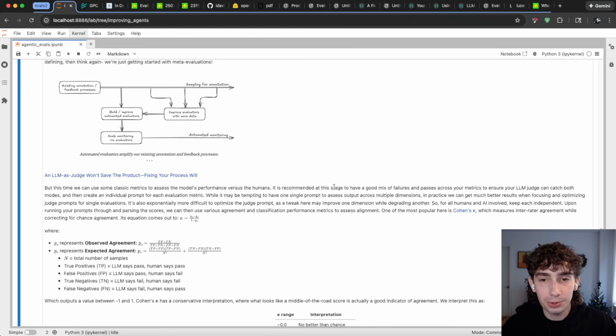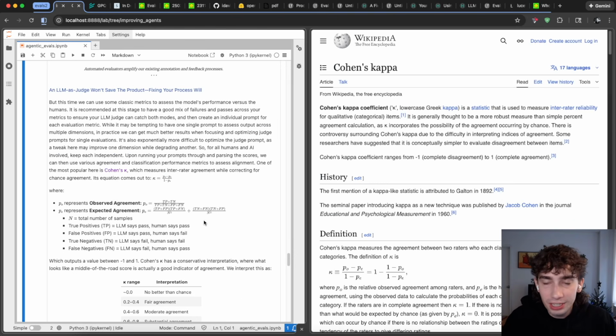For this, it's useful to have a good mix of failures and passes within our metrics, because we want to ensure that our judge can catch both when things are good as well as when things are bad, not just one or the other. The good part about doing this evaluation is that it's a lot easier than the prior error analysis and defining, because we can use some common classification performance metrics and inter-rater agreement metrics. Given our dataset of pass-fails for each individual metric, we can compare the language model performance to the human performance to calculate where we have true positives, true negatives, false positives, and false negatives.